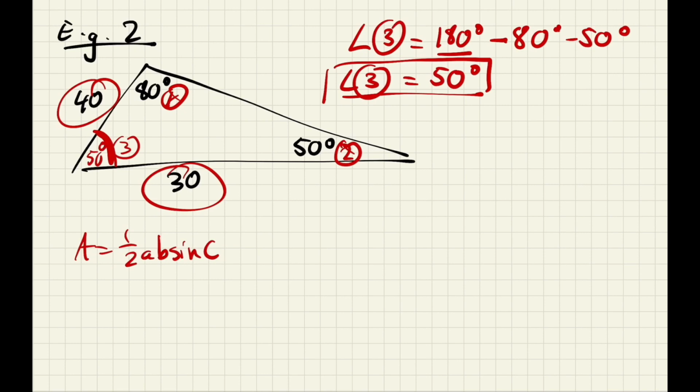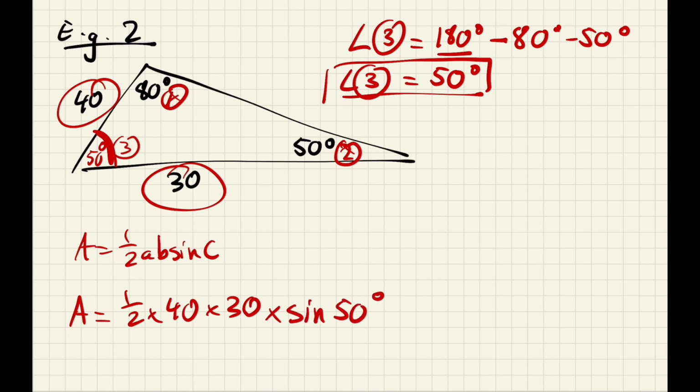Okay, good. So now that we actually have that angle, we can proceed with our substitution. So we'll have area is equal to half times A, so let's just say times 40, times B, which is 30, times sine C, which is sine 50 degrees. Done. There's our substitution. And when we calculate this, we'll get our area is approximately equal to 460. Now I'm going to go square units, as we haven't really been given a unit. And we're just going to round it off to the nearest integer.